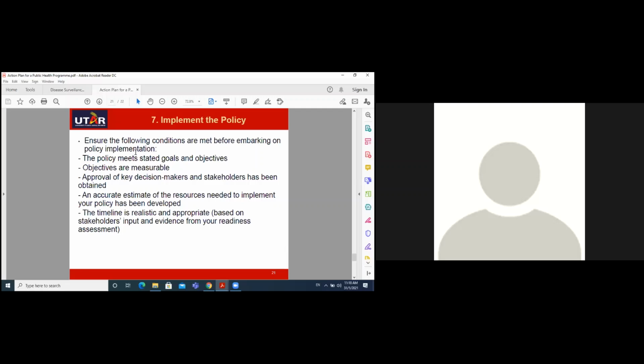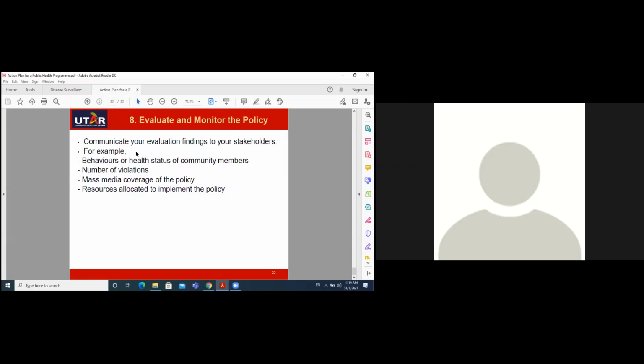And the timeline is realistic and appropriate, meaning that, I believe obesity in China is very low, below 5%. But the prevalence of obesity in Malaysia among adults is at an alarming rate, around 20%. So we could not, in 5 years time, reduce the prevalence of obesity below 5%. So all the objectives that we outlined in the healthcare policy must be realistic and appropriate. We could not just put a figure that is unrealistic.